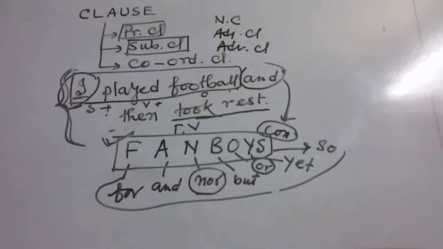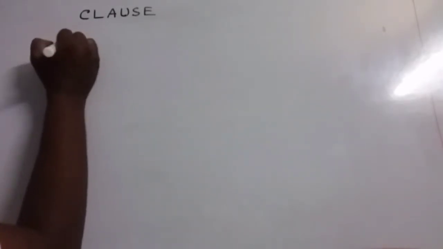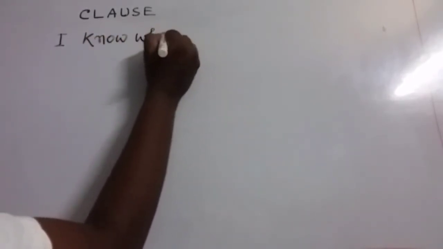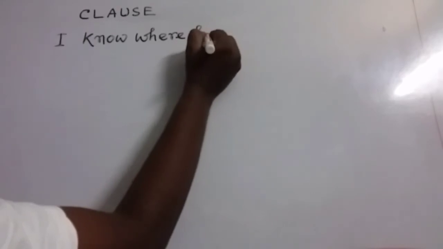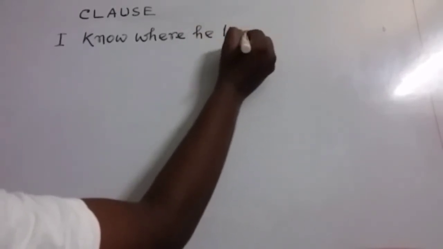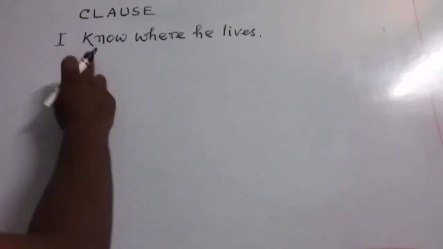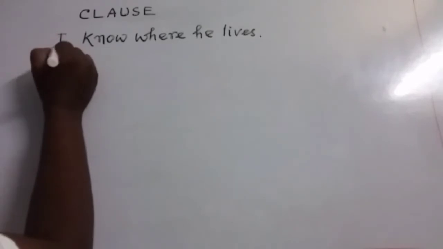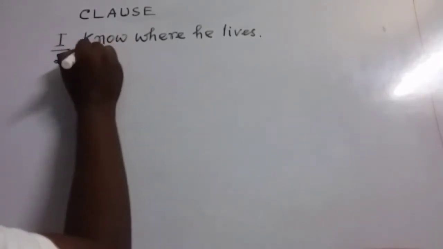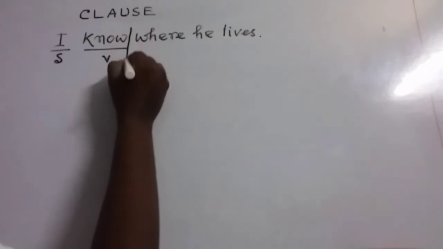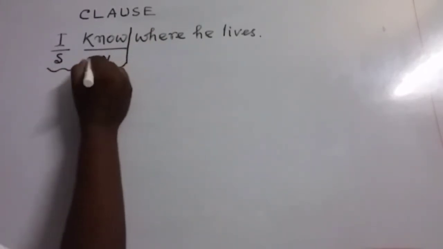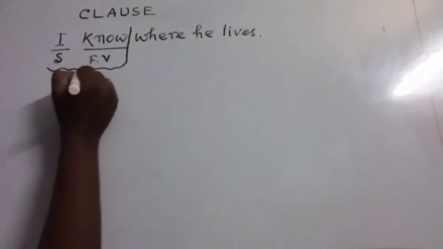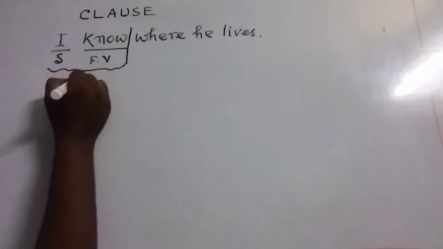I'm just going to give you one example. I'm writing down here a sentence: I know where he lives. Look at this sentence. If we write down, I know his address, that will be a noun phrase. But here, my dear friends, think about this one. This is the subject. This is the verb. This is a finite verb. This part is having a complete sense, so it's a principal clause.